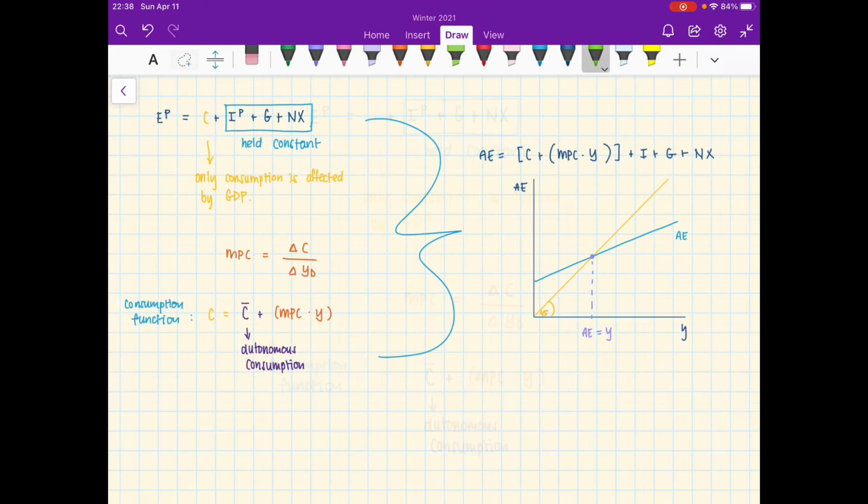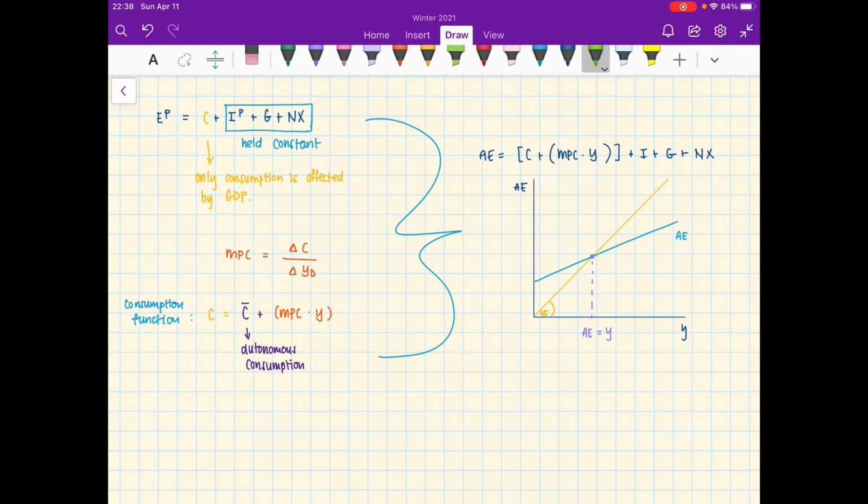With this information, let's change our AE function to reflect these assumptions. Aggregate expenditure now equals the consumption function, plus investment, plus government spending, plus net exports, where investment, government spending, and net exports are held constant. We can now plot a line with a slope of 1, or at a 45-degree angle, which can visually show us the point of equilibrium in the goods market.